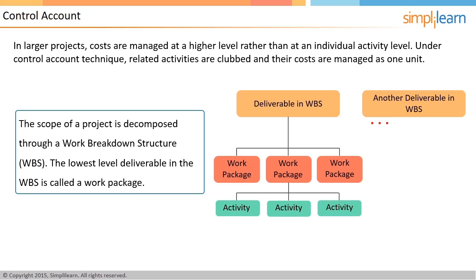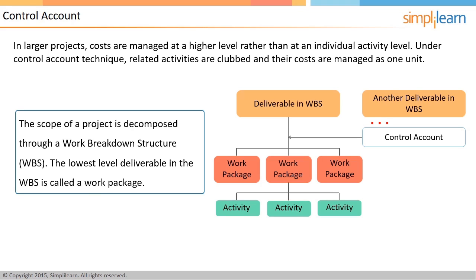While estimating the project time, WBS is created to break down the project into smaller deliverables. These deliverables are broken down into work packages, and these work packages are in turn broken into activities. Control account is defined at a level higher than the work packages. For example, if 5 work packages are part of the one control account, the cost of all activities belonging to these 5 work packages are managed as one unit.